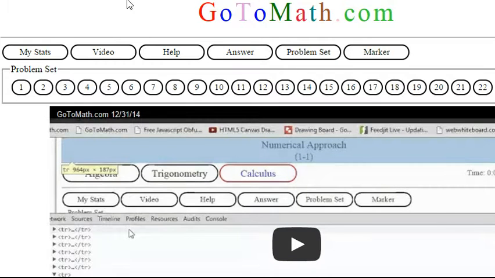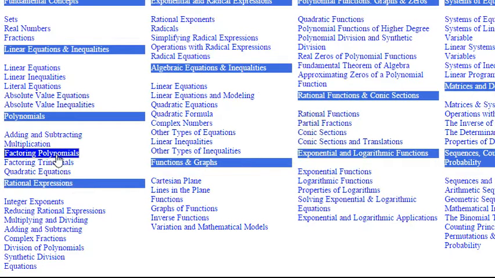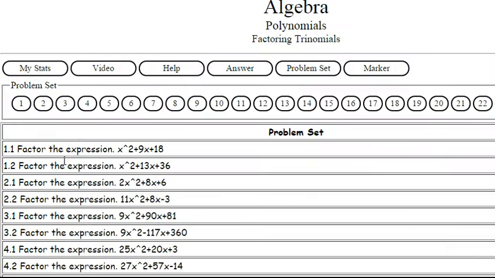Hey, we're over here at gotomath.com. Click on the algebra. Let's go down to factoring trinomials, and we're going to be looking at 2.1.